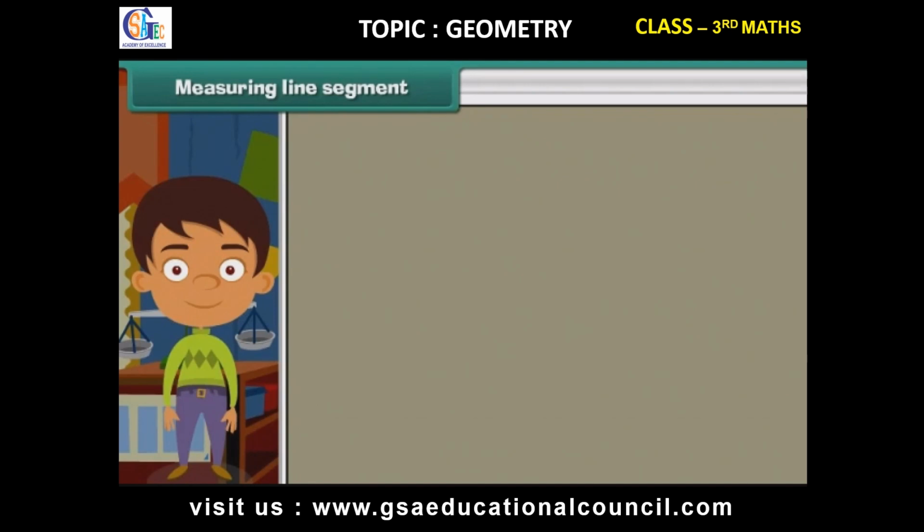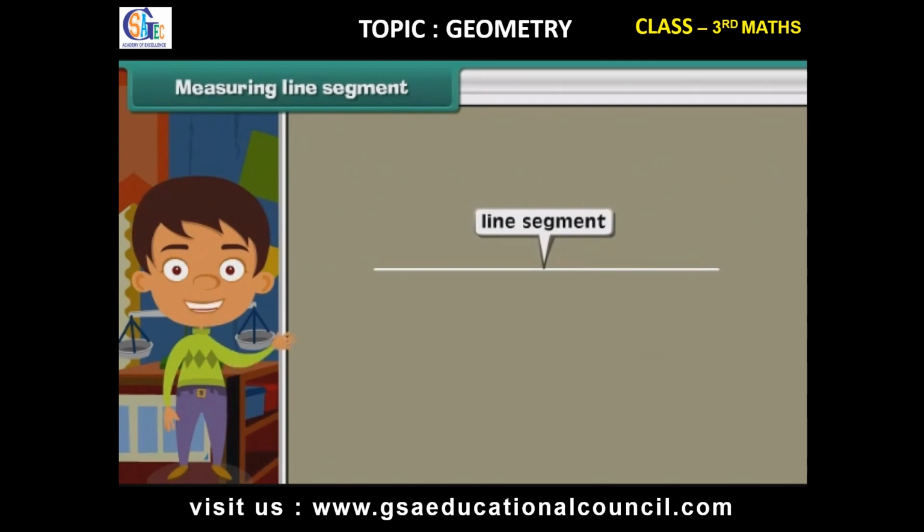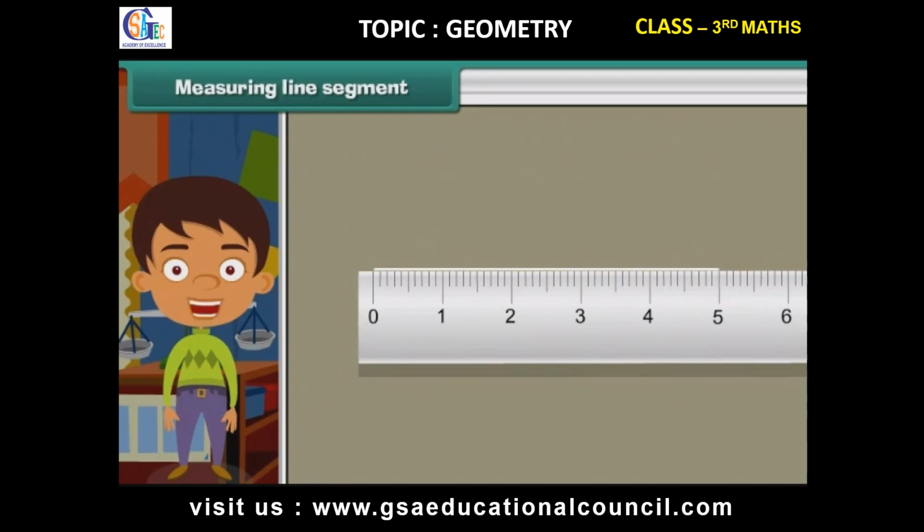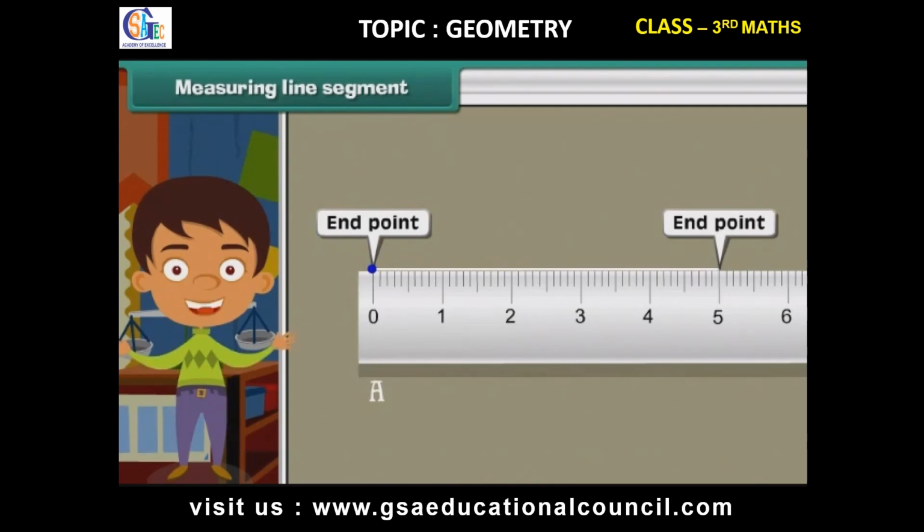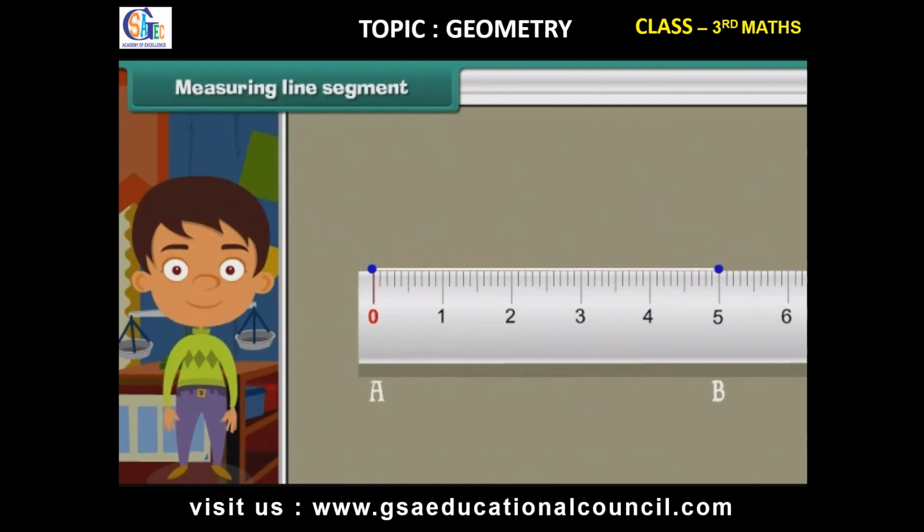Measuring a line segment. It's time that we learn to measure a line segment. To measure the line segment AB, we use a centimeter scale. Put one end of the scale starting with 0 just below the point A. On going from point A to B, digits 0, 1, 2, 3, 4 and 5 are travelled. Therefore, the length of the line segment is 5 centimeters.